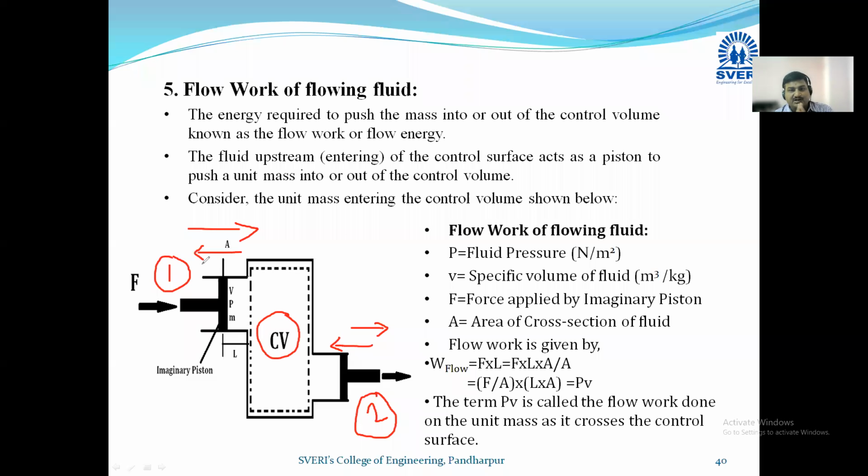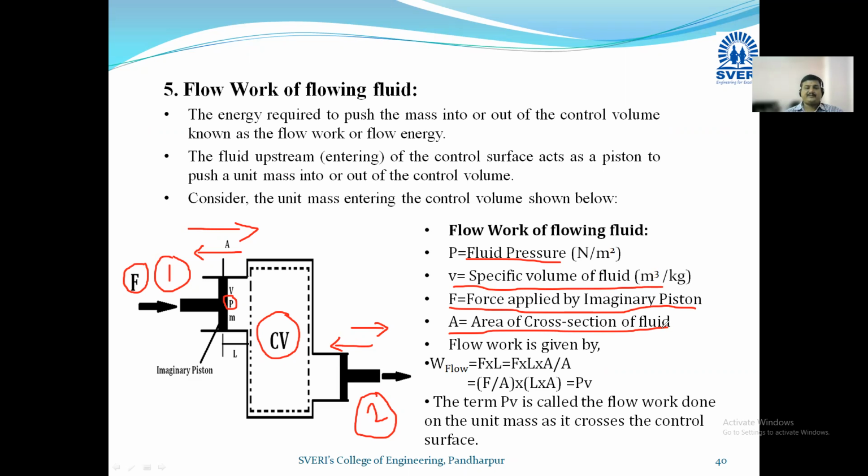Yeah. So here the pressure of fluid, this P, is nothing but the fluid pressure. V is nothing but the specific volume. The F is nothing but the force applied by this imaginary piston. Here F is denoted. And A is nothing but the area of the cross section of this particular plunger.